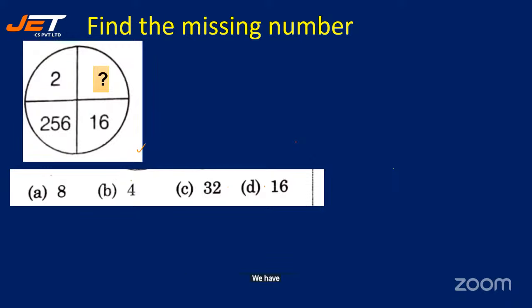We have 2, blank, 256, 16. Right? So let's find the relation. You have 2 into 2 is 4. Likewise, 4 into 4 is 16. 16 into 16 is 256. Okay. So now you can see the left out is 4. So hope you have got the answers.